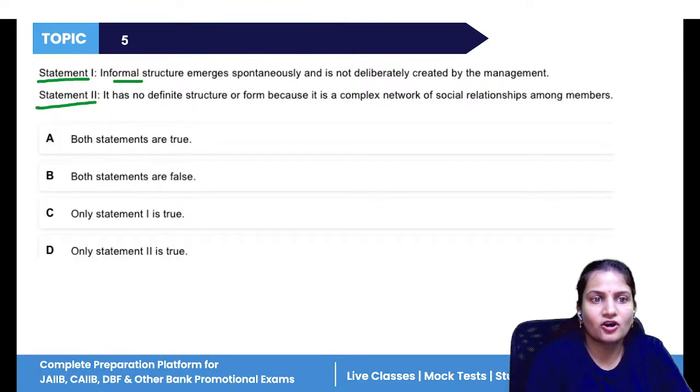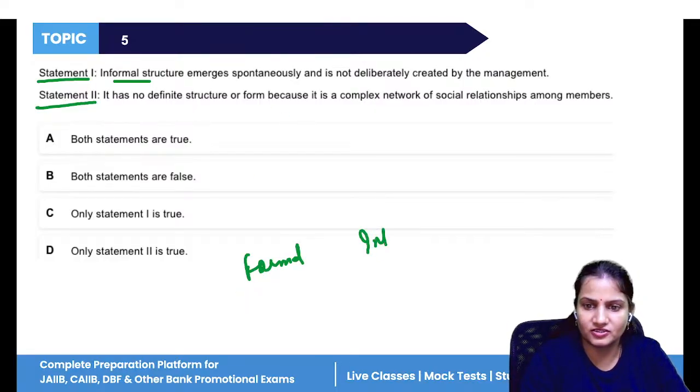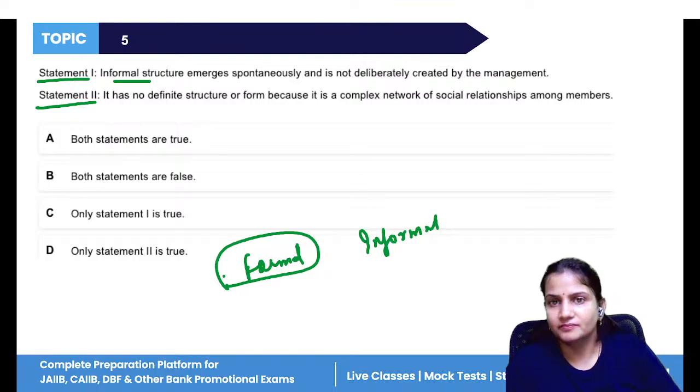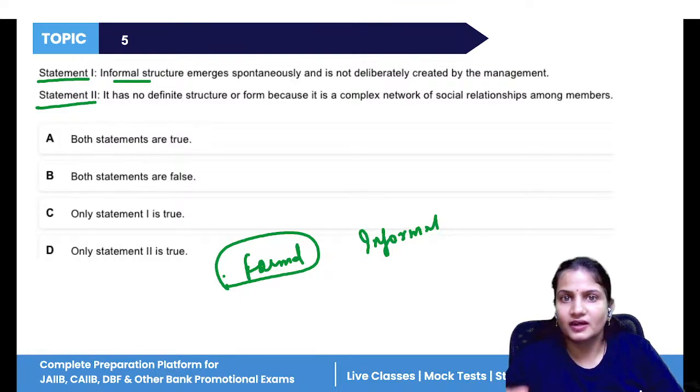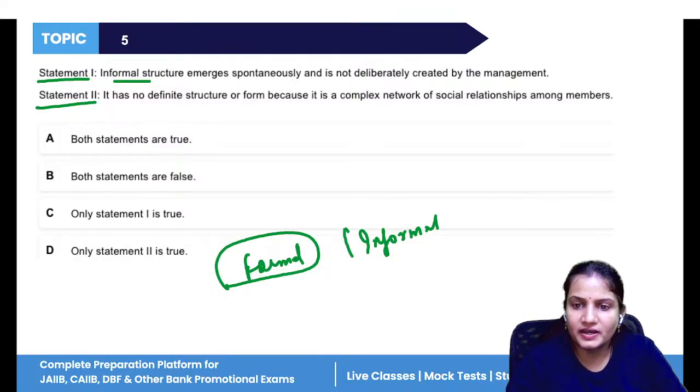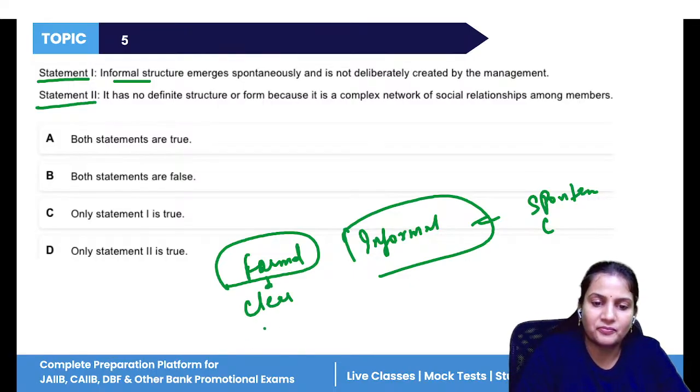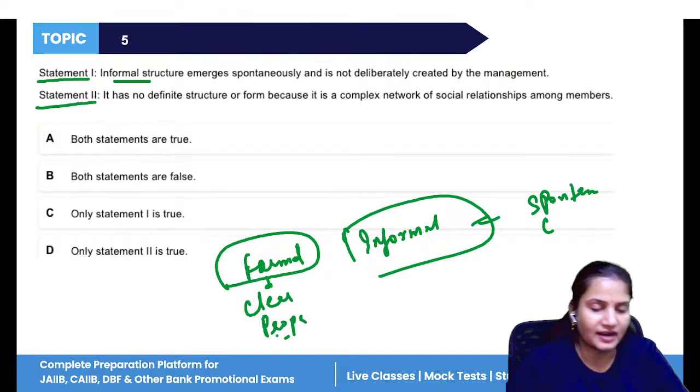It talks about the informal and formal structure. Now, let's discuss formal and informal structure quickly. Formal structure is a structure that the company follows, where all the guidelines and compliances are made. It is done deliberately. Informal arises spontaneously, not deliberately. There is no clear chain of command, whereas in formal, there is a clear chain of command. A proper hierarchy is there, and you have to maintain that hierarchy.